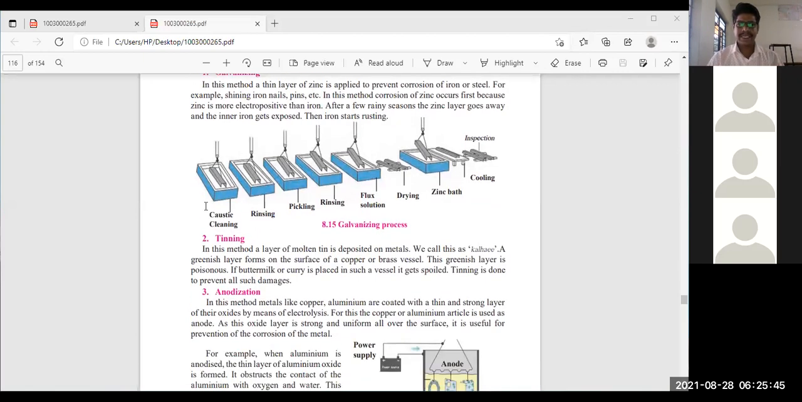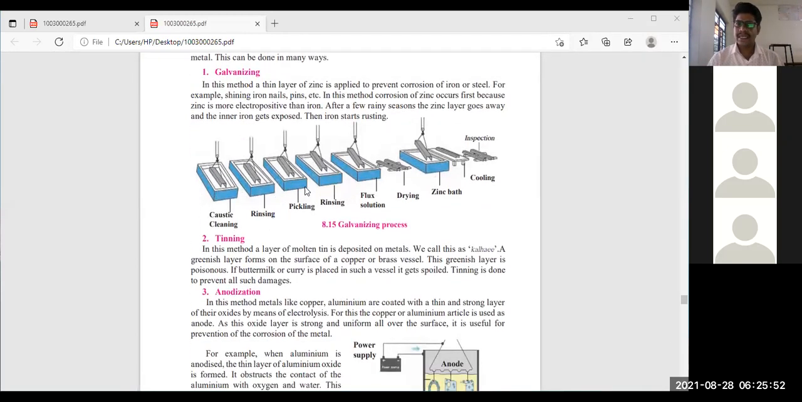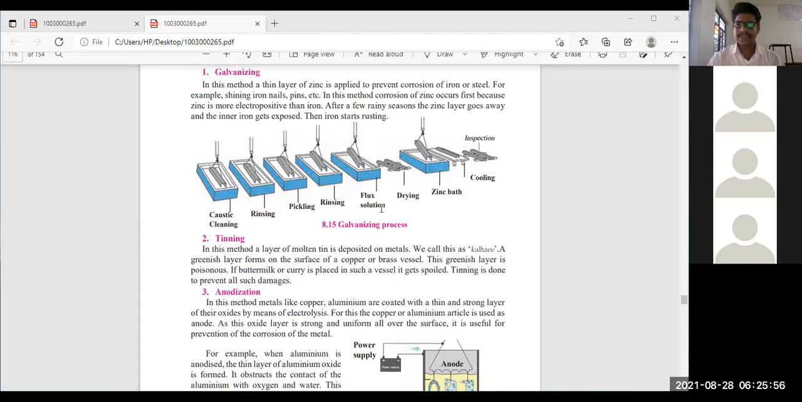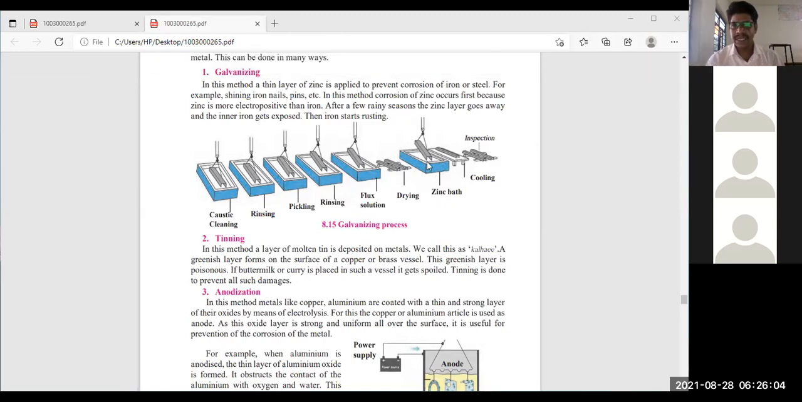Now here you can see caustic cleaning. First, we have to clean that metal. Suppose iron is there, then rinsing, then pickling, then rinsing again, and plus solution. Whatever solution there is, we have to keep it and then dry it, and then we have to give it a zinc bath. Means we put it in zinc solution, and then after cooling we get that metal.